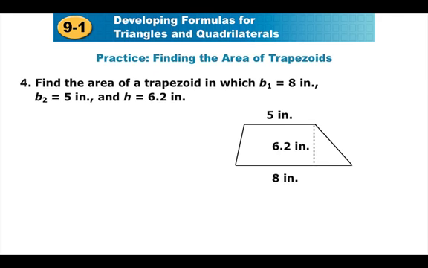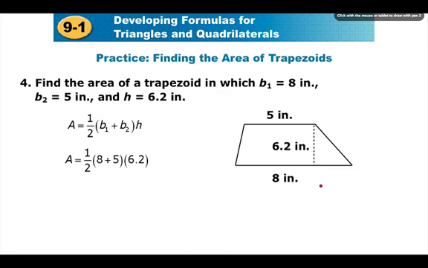It says find the area of the trapezoid in which B1, which is basically saying base 1, the first base, is 8 inches, the second base is 5 inches, and the height is 6.2. So here's a picture of the trapezoid. This is the formula. I substitute the values. Let's do some computation here, and this is what we get. 40.3 square inches.